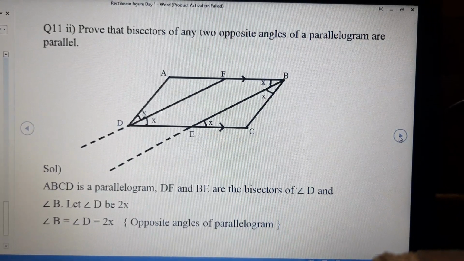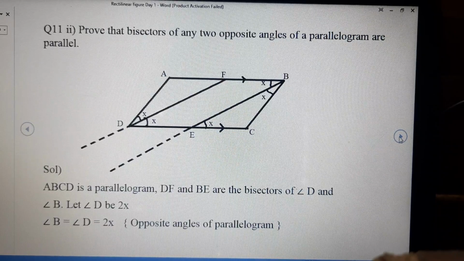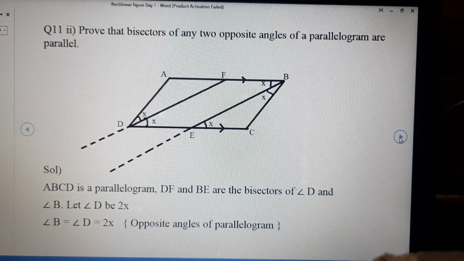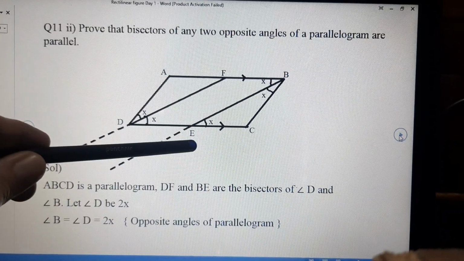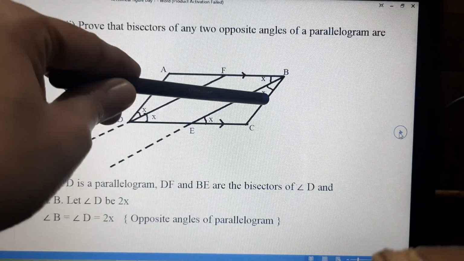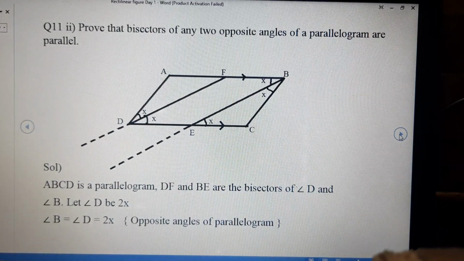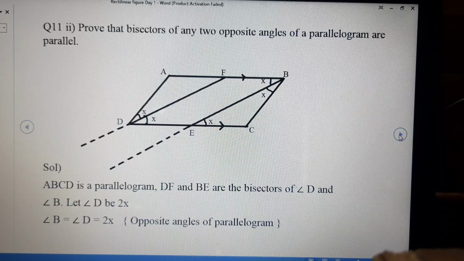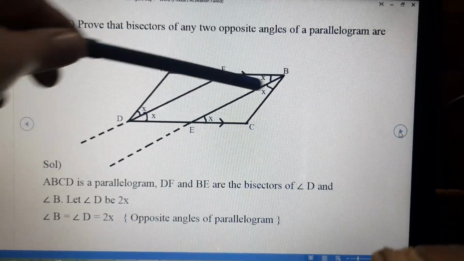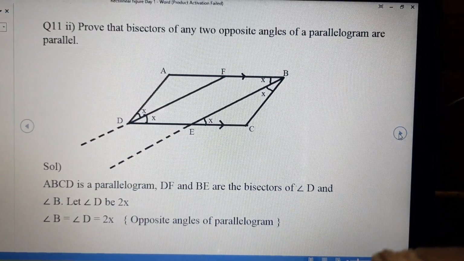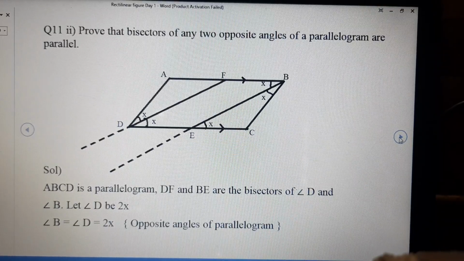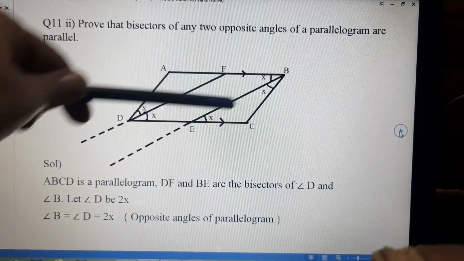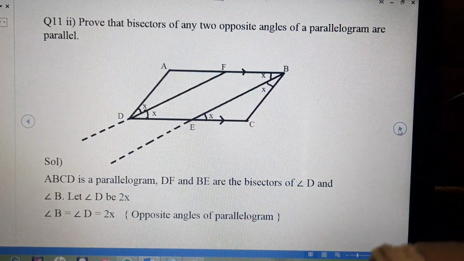Moving on to the next one, which is very, very important. Prove that bisectors of any two opposite angles of a parallelogram are parallel. So first of all, we have drawn a parallelogram ABCD. Line AB is parallel to line CD. Line AD is parallel to line BC. Now they have given bisectors of any two opposite angles. So I have taken angle D and angle B.